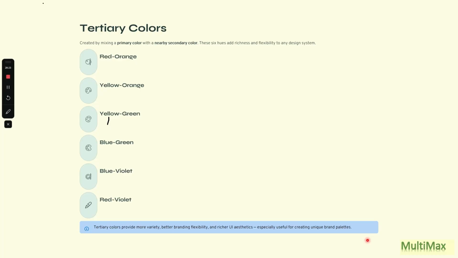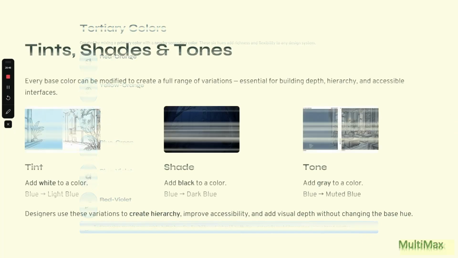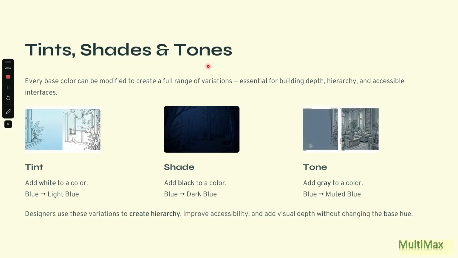Primary we got 3, secondary we got 3, but in tertiary we got 6. That's the thing, we got more variety. So we can do better branding. Because of this, we can create unique brand patterns, right? That's the thing. And let's slowly move on to tints, shades, and tones.